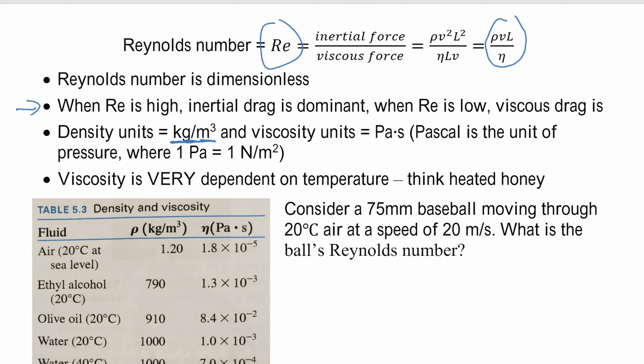Viscosity units are abbreviated Pascal seconds. PA stands for Pascal. Pascal is the unit of pressure. 1 Pascal is 1 Newton per meter squared. We'll deal with Pascals more later on. So right now, 1 Pascal is a Newton per meter squared, and then Pascal seconds would wind up being 1 Newton second per meter squared.